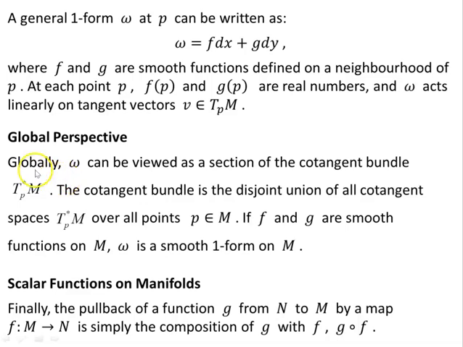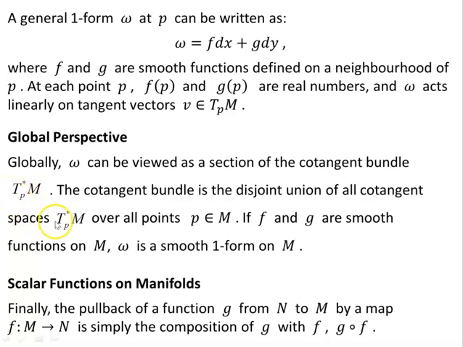Global perspective. Globally, omega can be viewed as a section of the cotangent bundle. Now, the cotangent bundle is T asterisk M. It's not a P. The cotangent bundle is the disjoint union of all cotangent spaces to the manifold M at the point P. So the collection of all of these for all the different points P belonging to M. Here, this should just be T asterisk M. Sorry about that. There should be no P there.